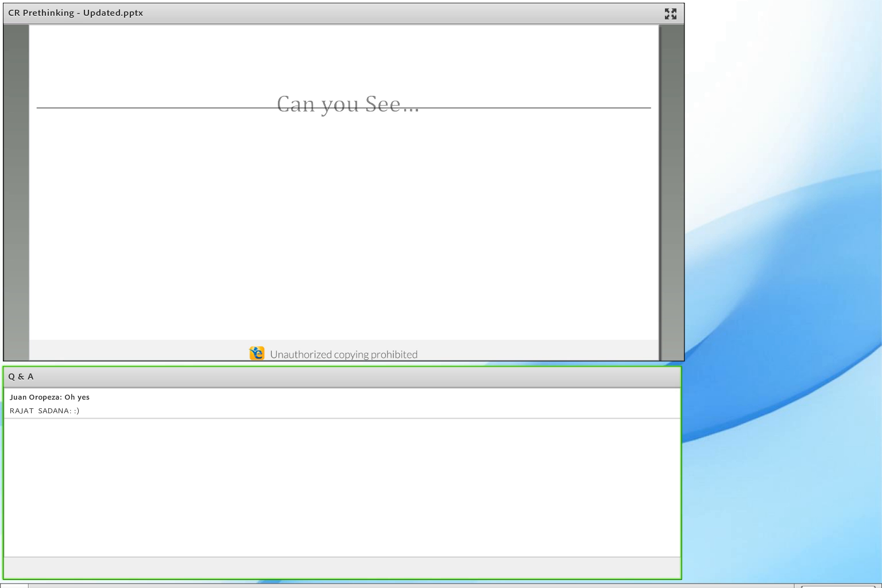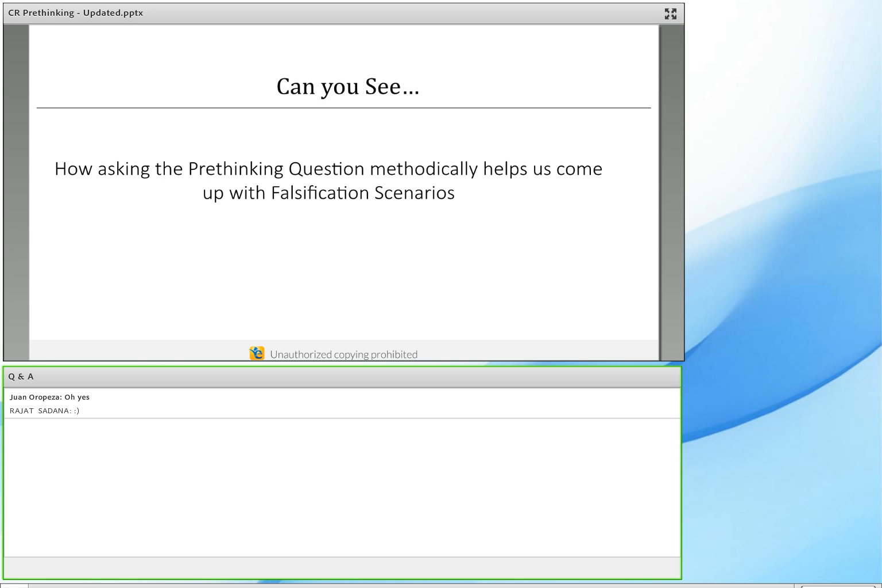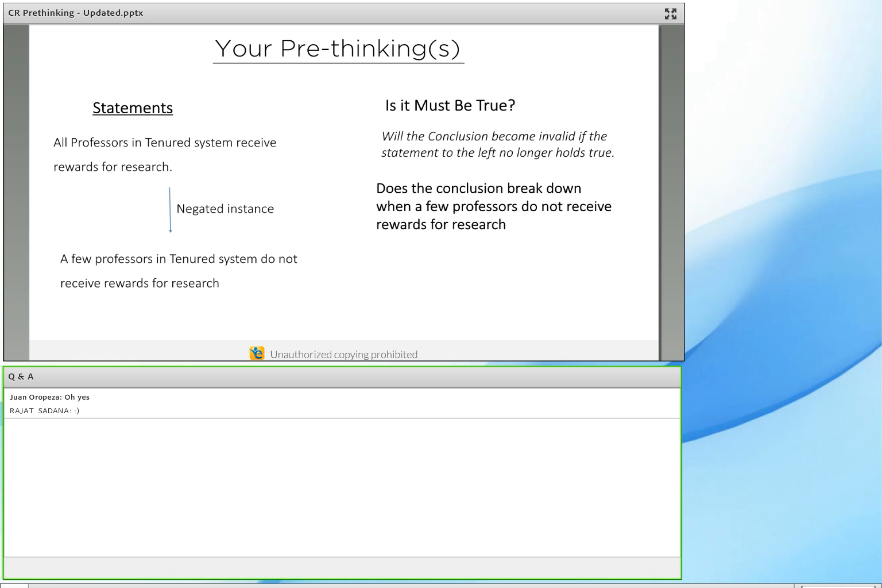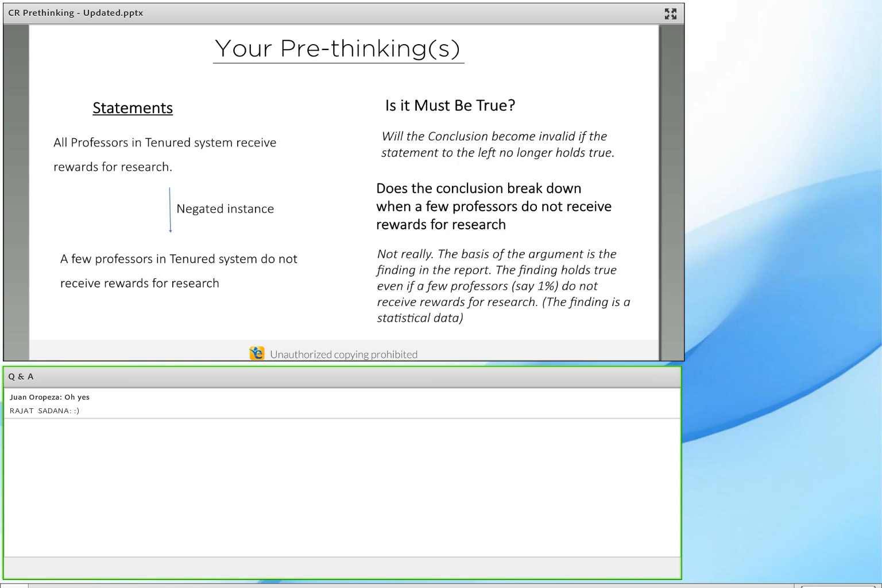Okay, so guys, let's move forward. But the thing that I want to make sure you understand is when you ask the pre-thinking question, you can start to see those falsification scenarios. And when you start to see those falsification scenarios, that's when assumptions start to come to you. This is an easy one. If you guys did the other one, this one should be fairly easy.